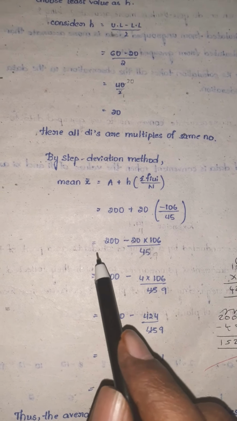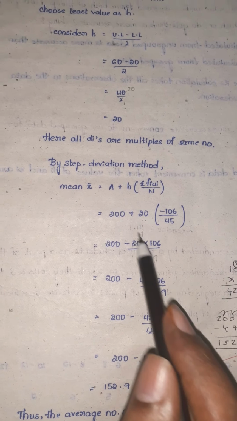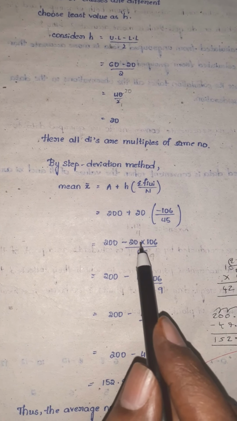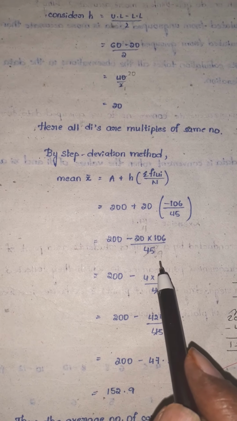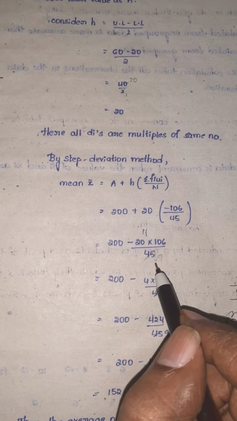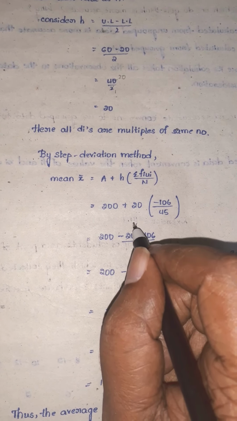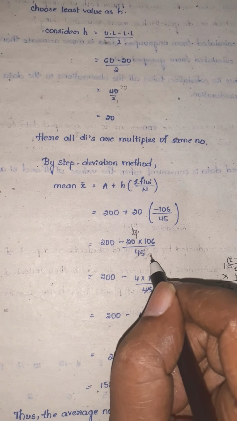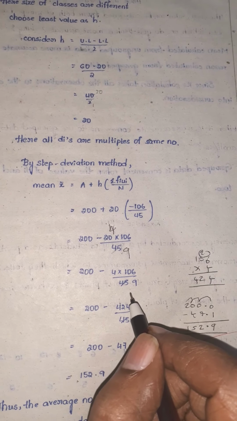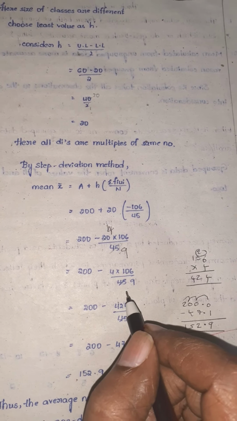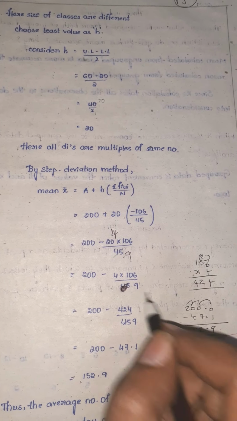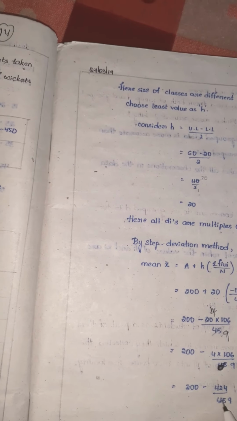So write 200 as it is. Don't do the addition 200 plus 20, 220. Why? Because the 20 is for this value. So write 200 here, plus into minus is minus, 20 into 106 by 45. So here do cancellation. 5 4s are 20, 5 9s are 45. So write 4 into 106 by 9.